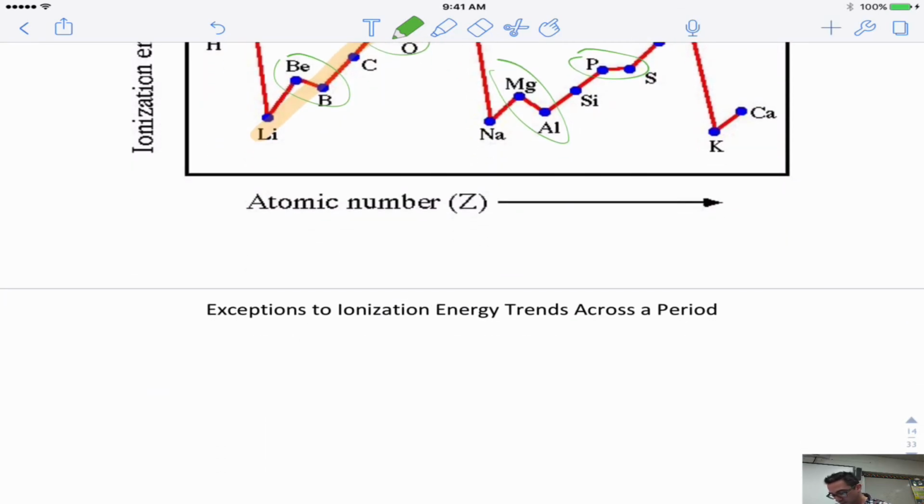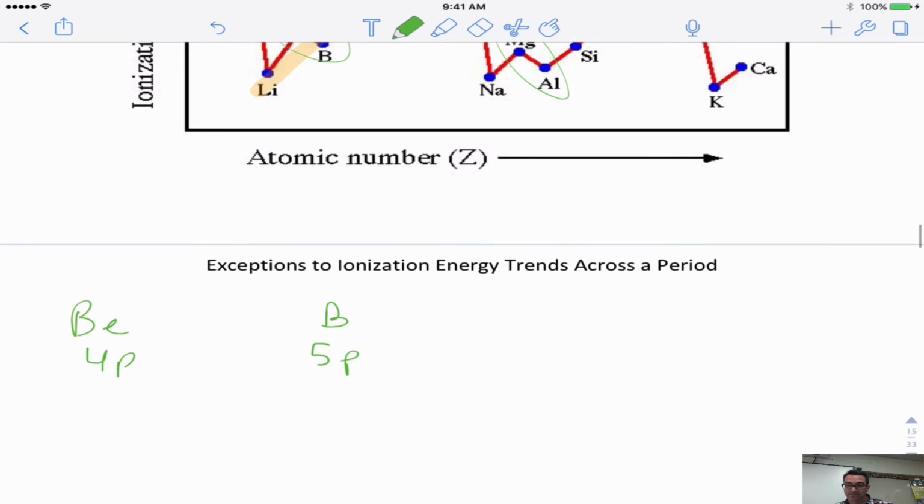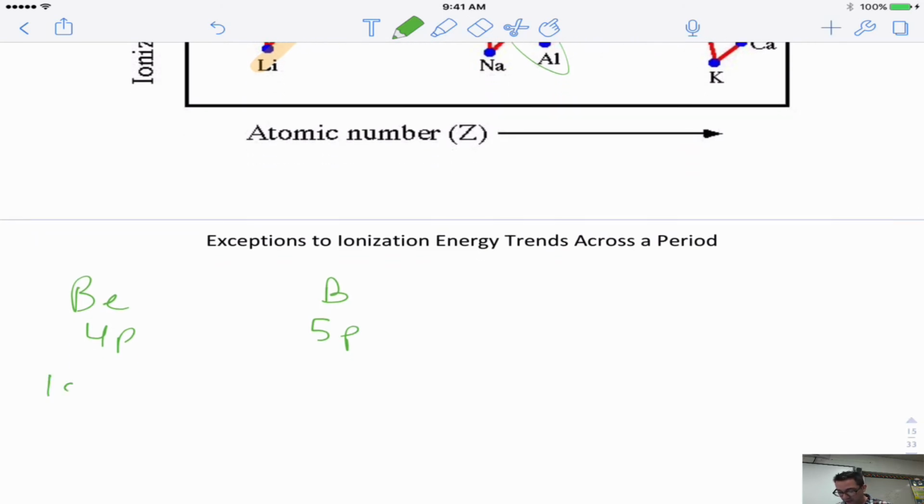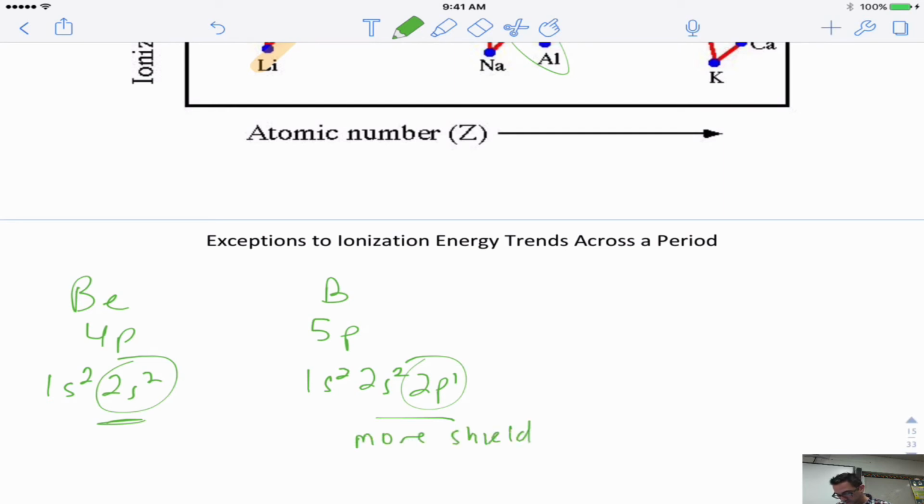Well, with beryllium and boron, beryllium has 4 protons, and boron has 5 protons. Boron has a higher Zeff. But when you look at the electron configuration, 1s2, 2s2, it's the 2s2 electrons that are lost, whereas in boron, 1s2, 2s2, 2p1, it's the 2p electron that is lost. And basically these 2p electrons are a little bit more shielded. That will equal less attraction, and that will equal lower ionization energy.